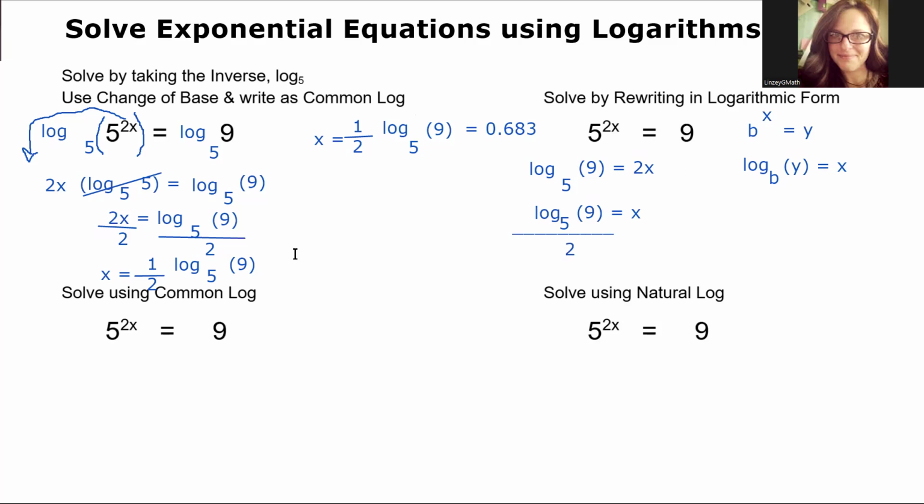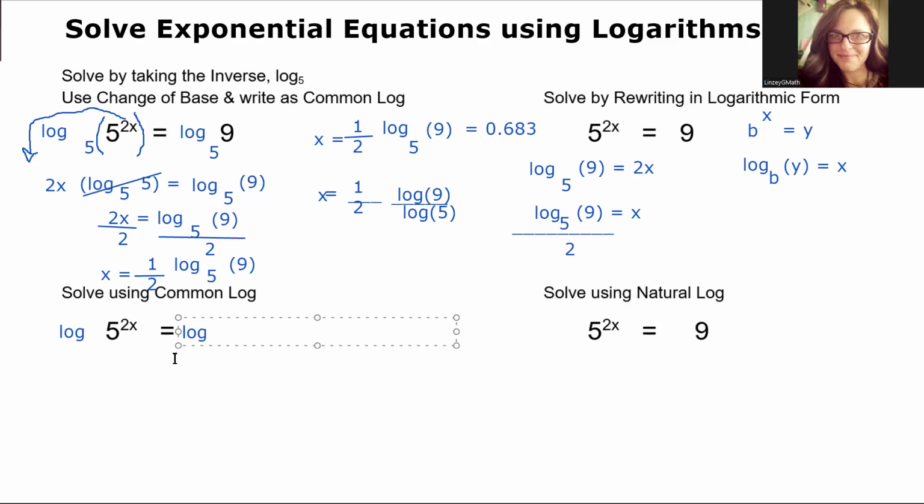Now, if you need it in common log or natural log form, you could use the change of base formula after having solved it one of the first two ways that I've already done, and we would get common log of the original argument 9 over common log of the original base. So this would be our equivalent using the change of base formula. Or you could just solve it using common log. Let's take a look at that.